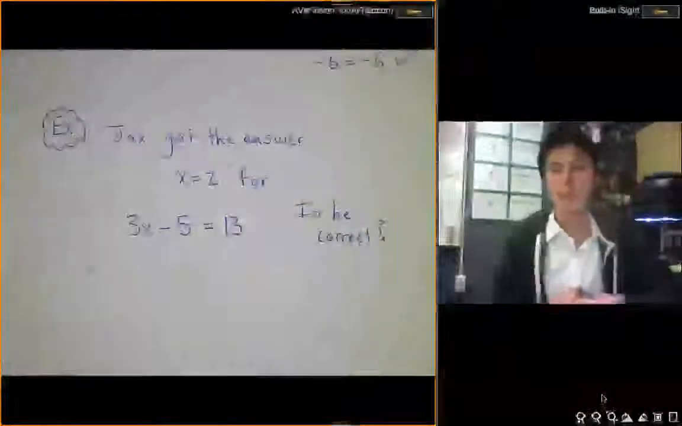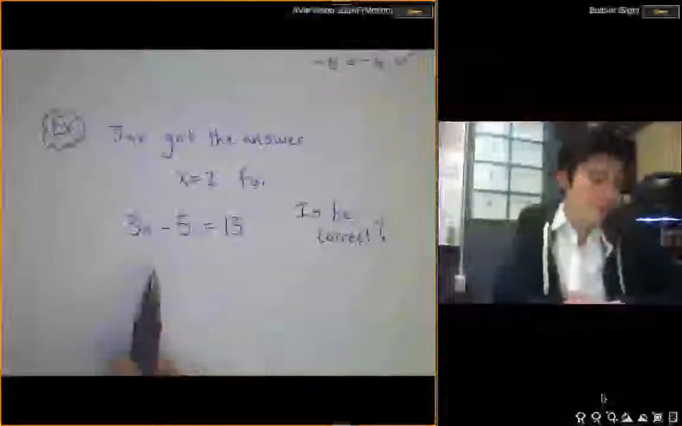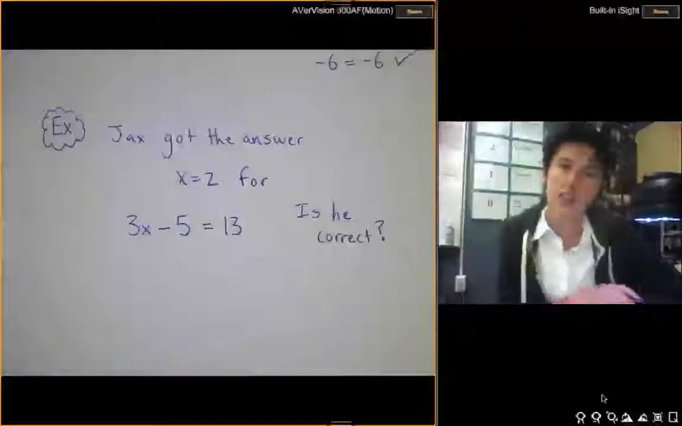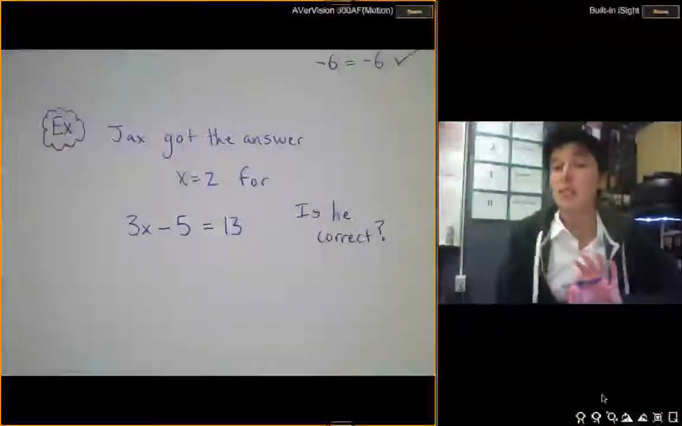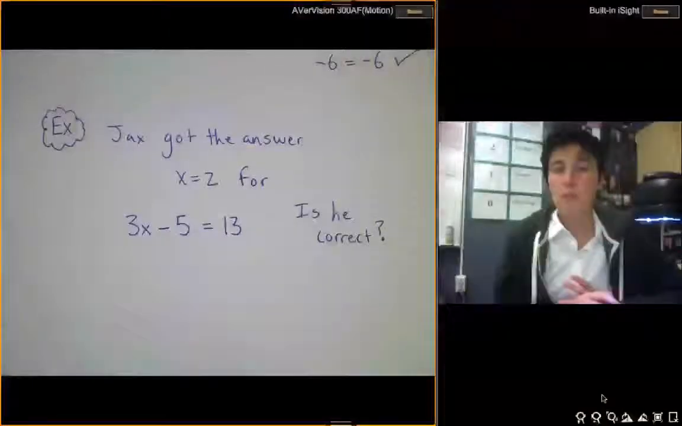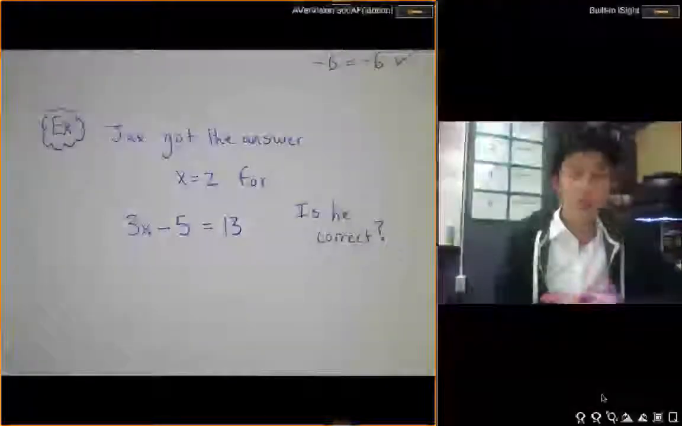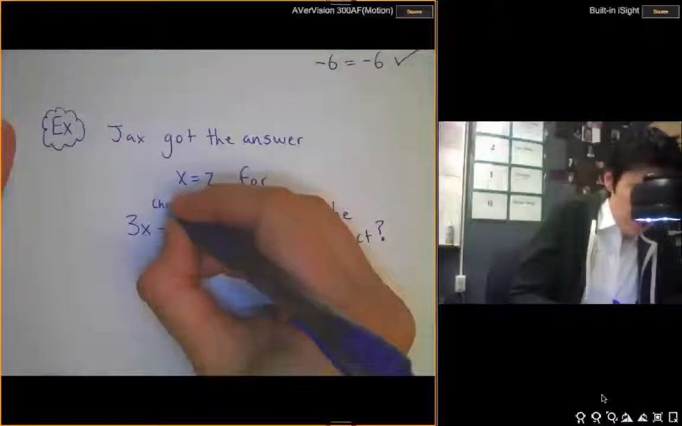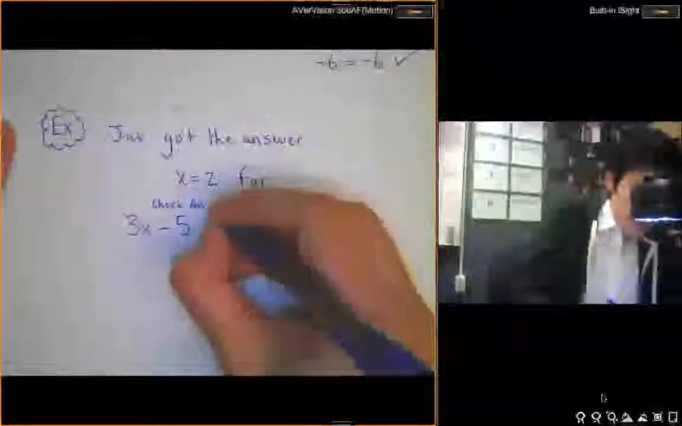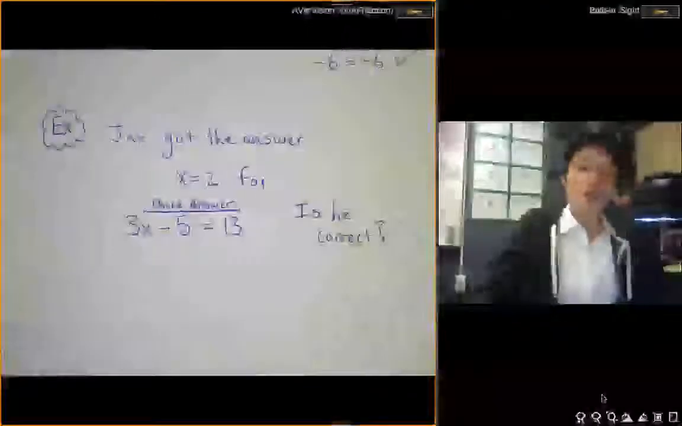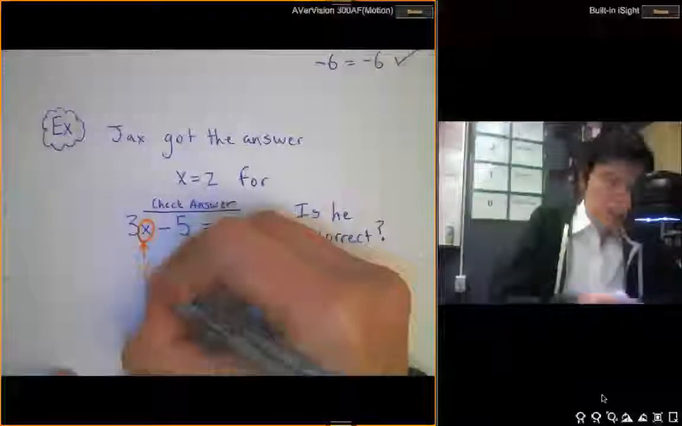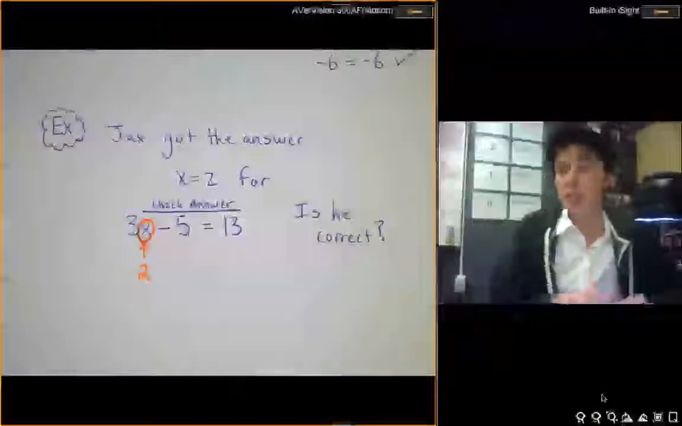So you're in class and you have this math problem up on the board. 3x minus 5 equals 13. Jax starts saying the answer is x equals 2. So is he right? Well, let's check him. If he thinks the answer is x equals 2, I'm just going to write up here, we're going to check the answer. I don't see Jax's work, so I'm not totally sure. But he thinks the answer is 2. So this x right here, I'm going to replace with his answer of a 2. And if it works, then he's right.